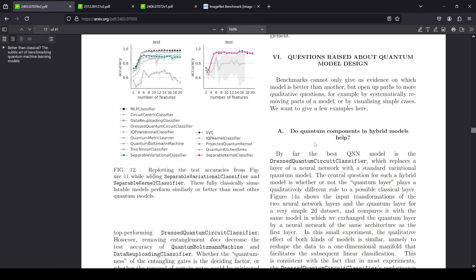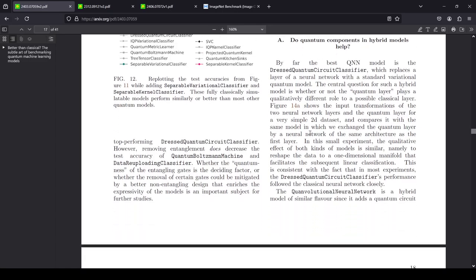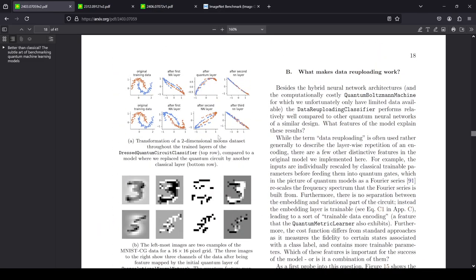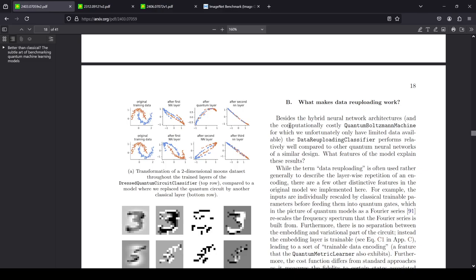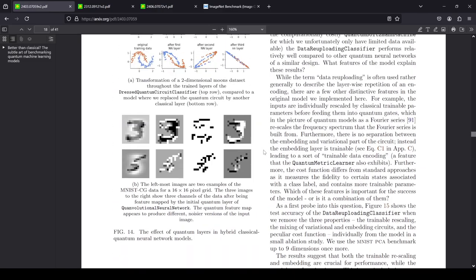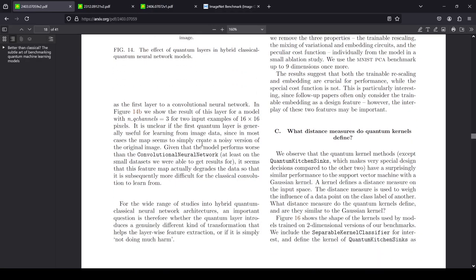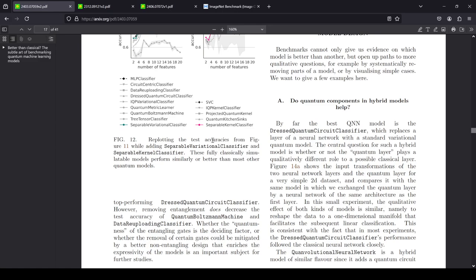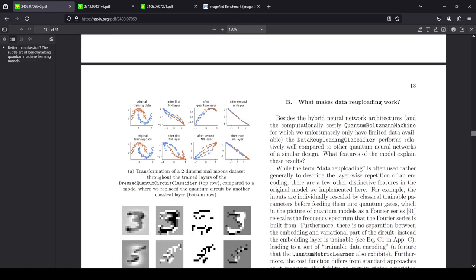And one of those things you used to see, I don't know how common it is anymore, is just slapping a quantum thing somewhere in the network, right at the beginning, right at the end, just slap a quantum circuit at the end. Does that even help? What they look at here, in figure 14, that's not what I wanted to see, is what the neural network is actually doing. There's a better figure somewhere. But basically, what they say is: do these quantum components help? Not really.